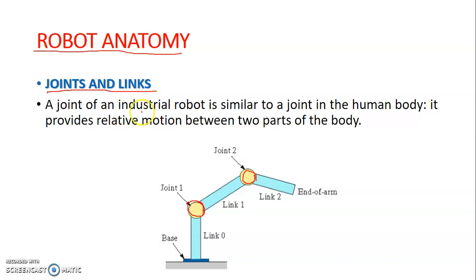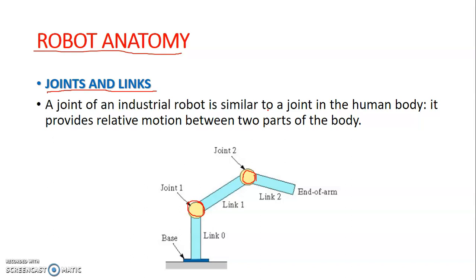A joint of an industrial robot is similar to a joint in the human body. For example, if you take your hand, the hand has joints. There is a joint in the wrist and palm, right? The human hand has many joints; in the fingers also we have joints. Likewise, the industrial robot has joints and links.